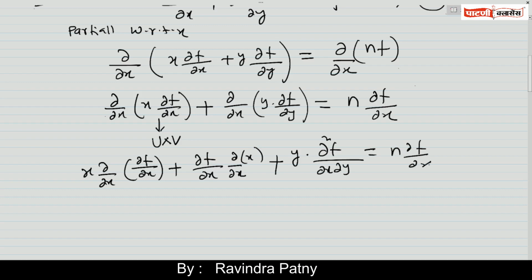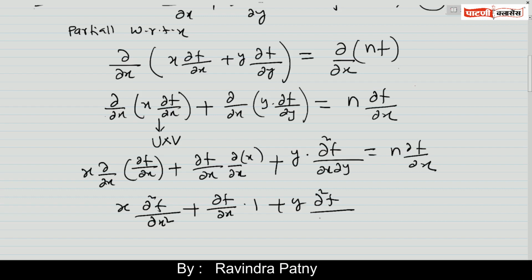f by dou x. Now let us write properly x into dou 2f upon dou x2. Some people call it dou x2 or dou x square. I do call it dou x2 because we are doing the differentiation a second time. Dou f by dou x dot 1 plus y into dou 2f dou x dou y equals to n into dou f with respect to x.